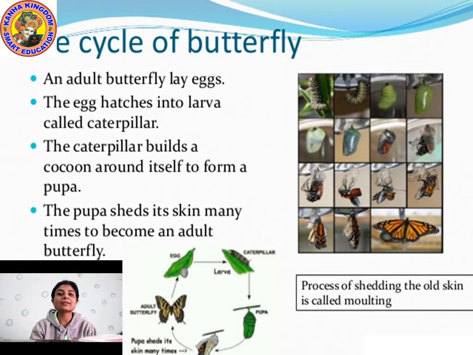And when the pupa is fully matured, it sheds off its skin. That process of shedding of the skin is called molting. And when the pupa has grown, it becomes a fully matured adult butterfly. Okay, so this is the life cycle of a butterfly.